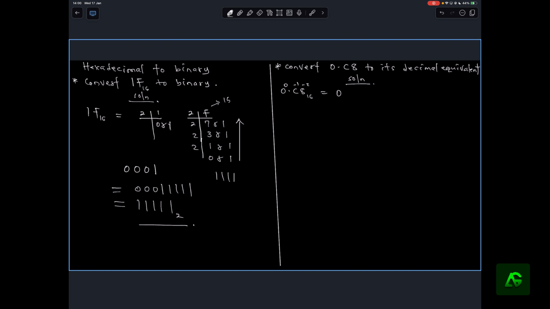Let us write down the expansion. This 0 times the base 16 to the power 0, plus C times 16 to the power -1, plus 8 times 16 to the power -2. So what is 16 to the power of 0? It is 1. 0 times that is gone. What is C? C is 12.